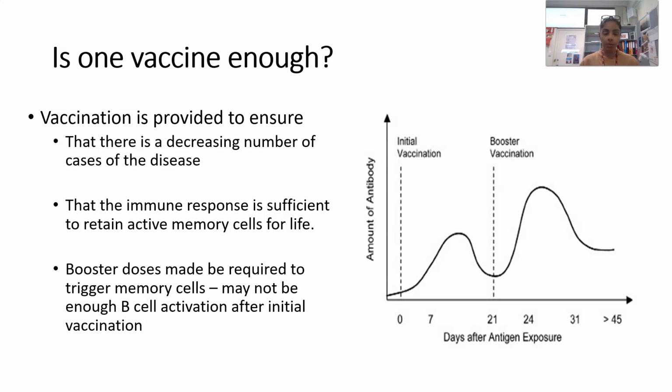The immune response is normally sufficient to give us memory cells. However, you can see that sometimes the concentration of antibodies in our blood serum will dip. So by having that booster shot, it will trigger memory cells to raise our antibody levels to a higher level and keep us nice and safe. So if we ever do meet that pathogen, we have a high concentration of antibodies ready to go.